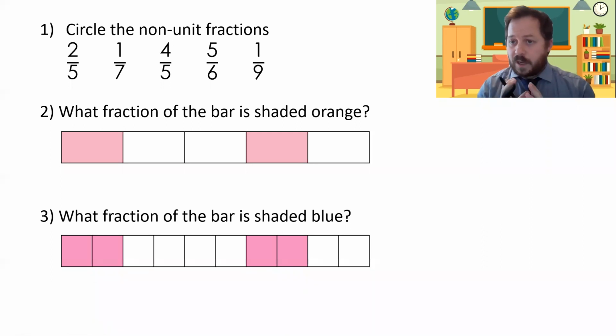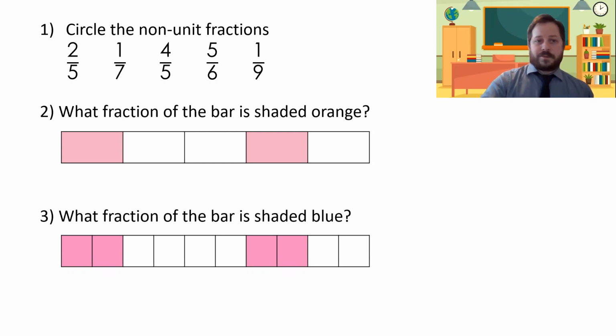So first, have a go before we start. Can you circle the non-unit fractions, thinking about our key vocab? What fraction of the bar is shaded in this pinky orange, and what fraction of the bar is shaded in pink, not blue, just to confuse you marginally. Have a go, pause now and give it a shot.